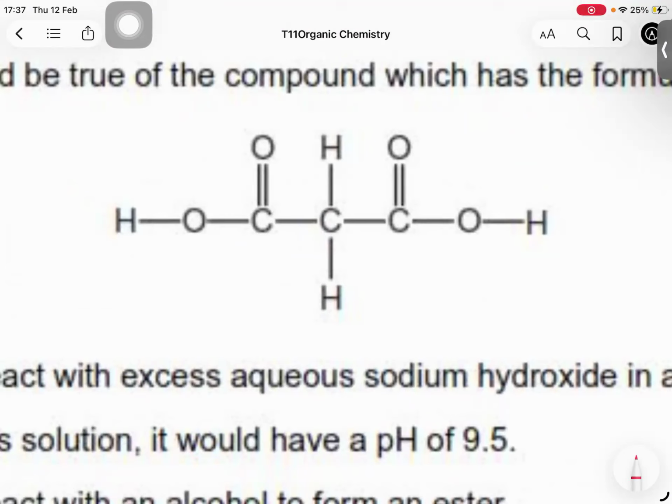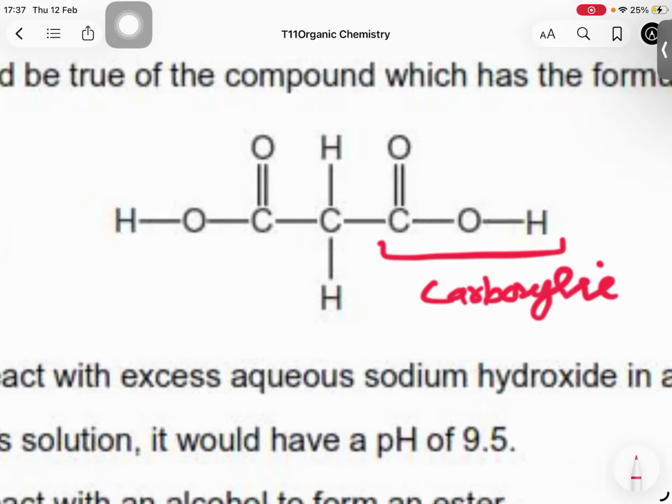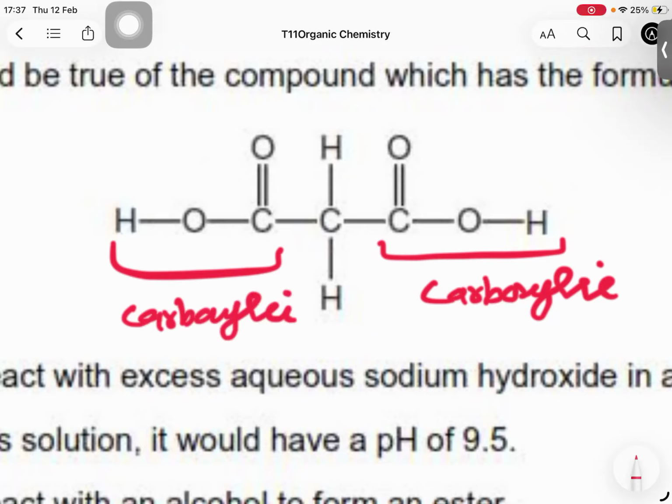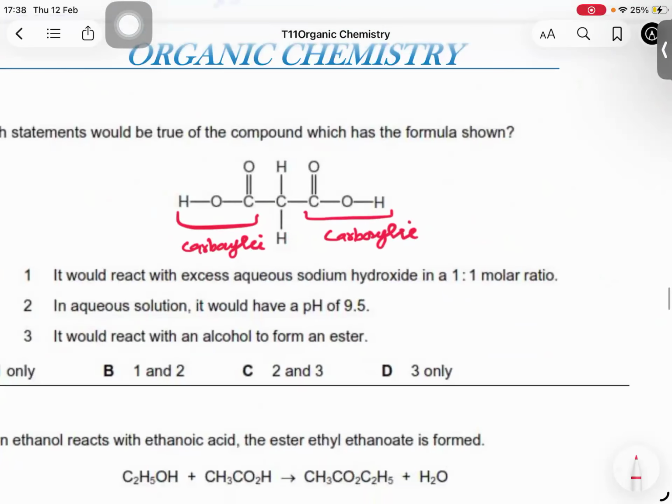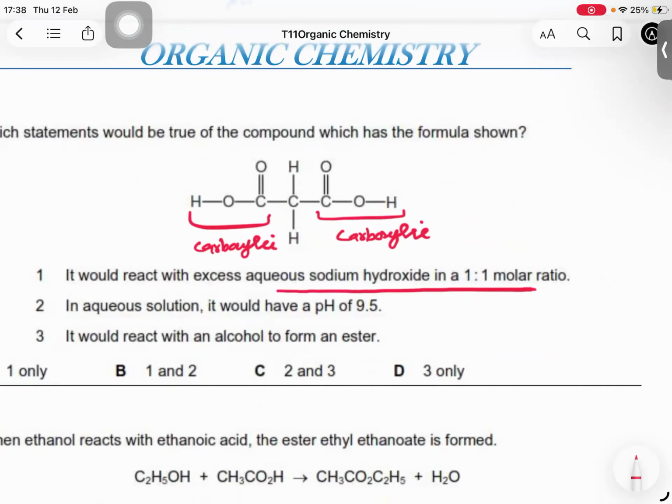Yes, so even if it's twice, it's a carboxylic acid. These kinds of carboxylic acids are known as dicarboxylic acid. तो इसमें 2 carboxylic acid है ना, तो हम इसे dicarboxylic acid कहते हैं. But making it di won't affect its properties. The properties would be the same as carboxylic acid. Okay. It would react with excess of sodium hydroxide in 1:1 ratio.